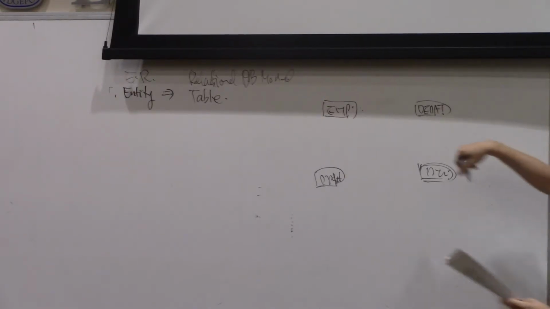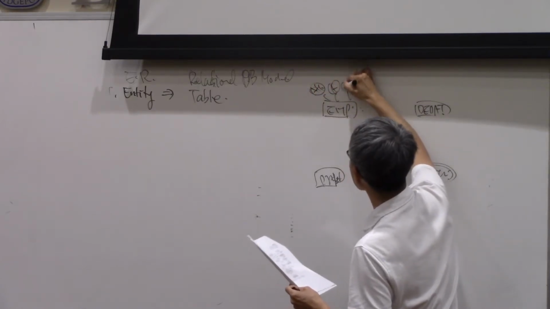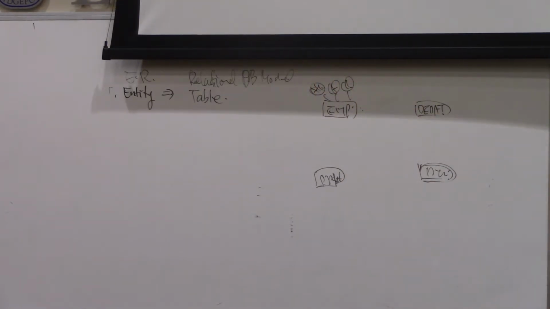Then plus each attribute will be what? Columns or attribute. So for example, here we have the social security number. We have the B-date, birth date, address, salary, and sex, and so on. Okay, we can create the attribute.